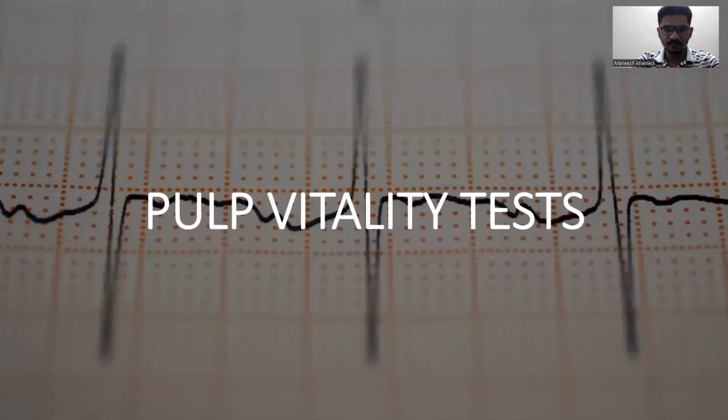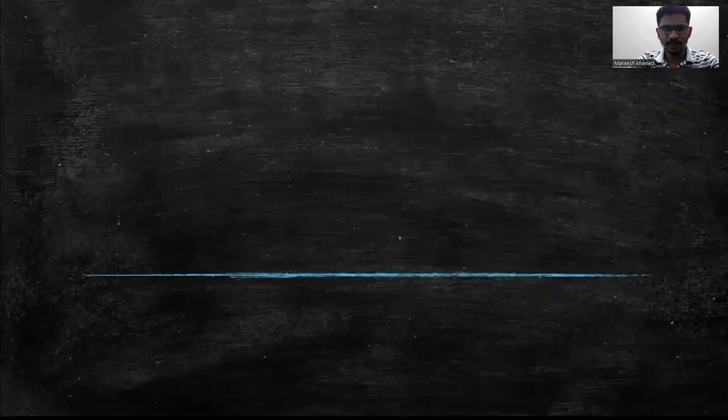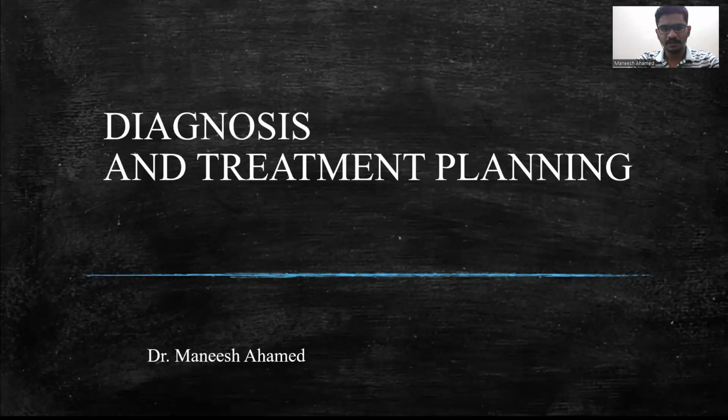So diagnosis is an important aspect in determining the course of the teeth. The correct diagnosis is very important for proper treatment planning, and it also dictates the future of the teeth, whether the teeth should go for a restorative treatment or for an endodontic treatment.